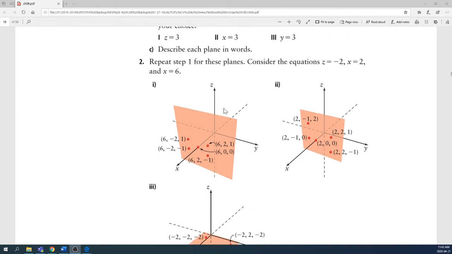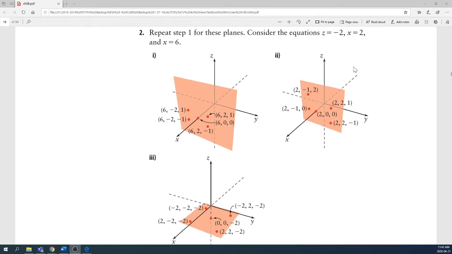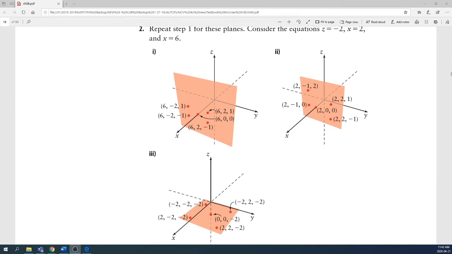We're going to go ahead and skip this. I think it's very much the same. If you want, you can pause it and take a look. But for z is equal to -2, there it is. All the z values are -2. X is equal to 6, there it is. And x is equal to 2, there it is. So all the x values are the same, and at the bottom here, all the z values are the same.